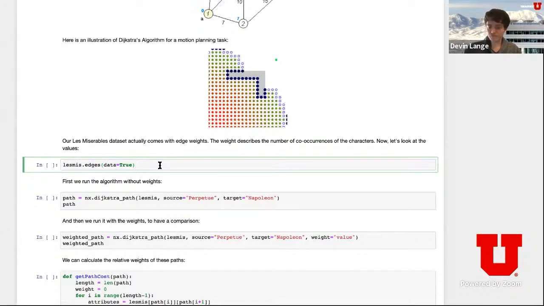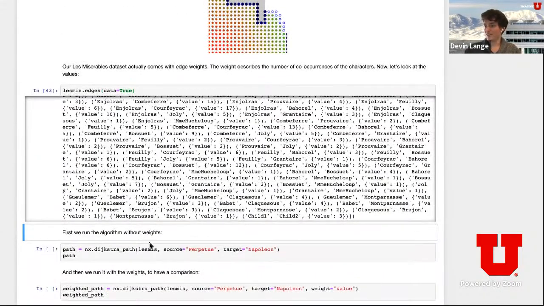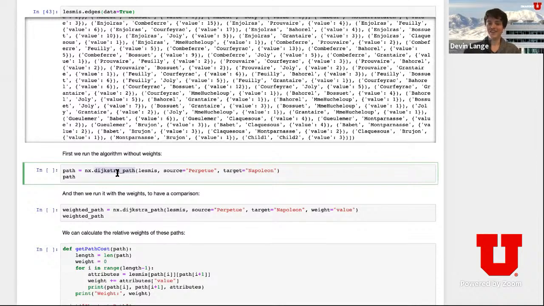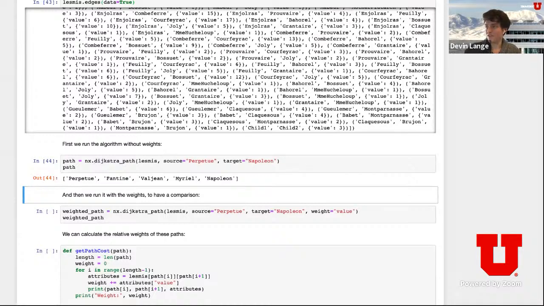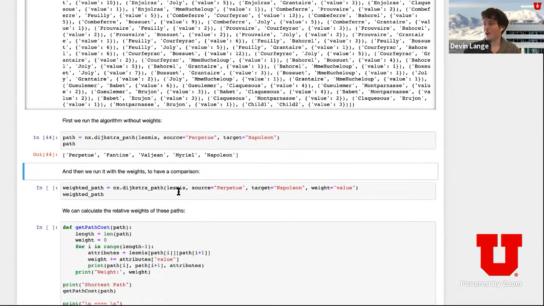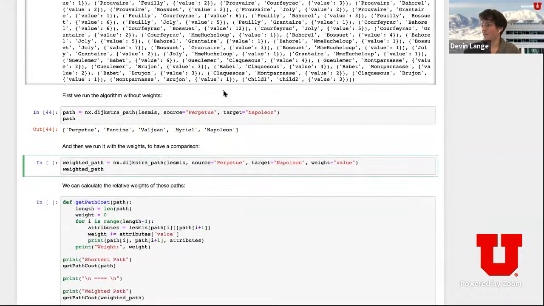Yeah, so of course we can get all these nice algorithms from NetworkX. We have Dijkstra's where we have this path of people here, and here we have no values on those edges, so this is kind of just counting the number of hops.